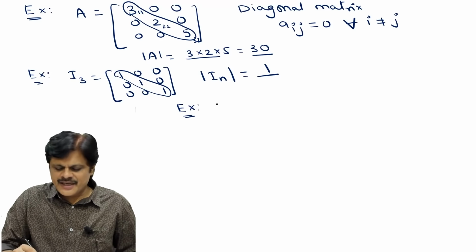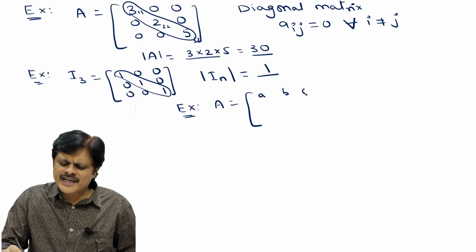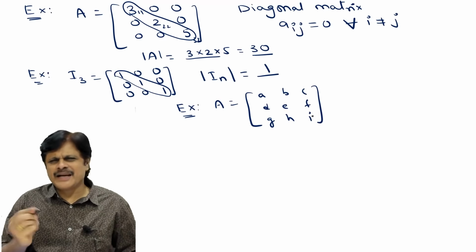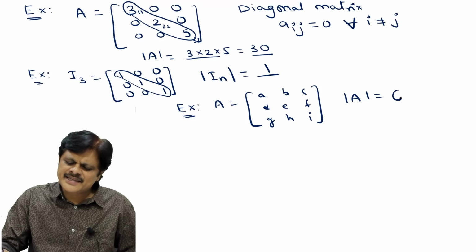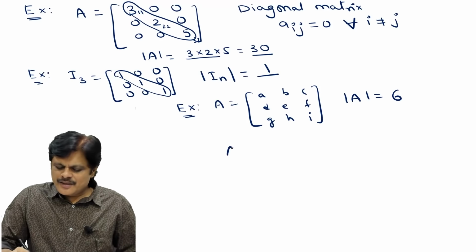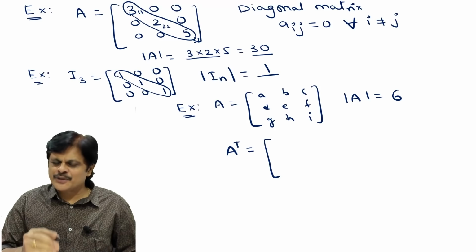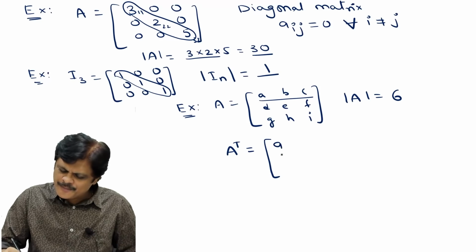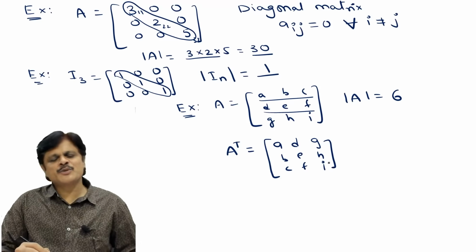Now the next interesting idea. Suppose you have a matrix, you don't know the elements, let us say A, B, C, D, E, F, G, H, I. Some matrix, we don't know what it is, but it is given that the determinant of this matrix is, say, 6. What is the transpose of this matrix? The rows are converted to columns and the columns are converted to rows. So the first row becomes the first column, the second row becomes the second column, the third row becomes the third column.